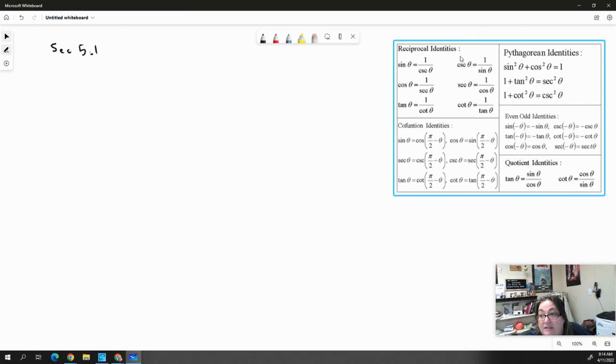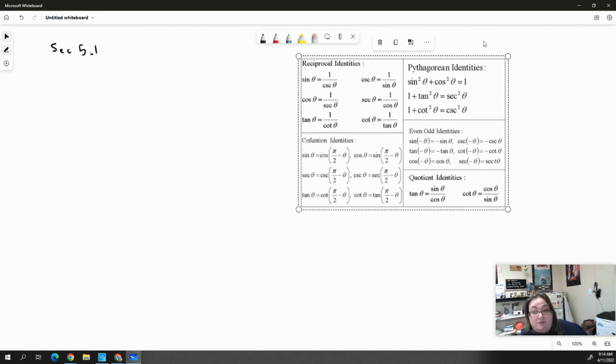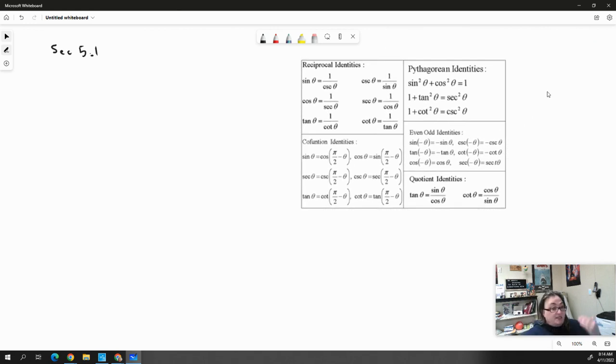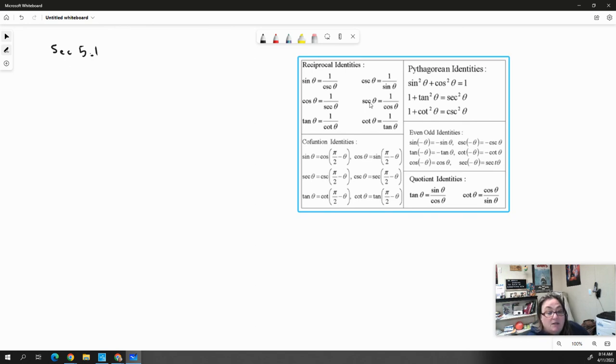To kind of remind you, this is the stuff that we have been dealing with. And if you remember, the identities are things that are equal to each other, right? We've got our reciprocal identities, which really are our 6 basic trig functions and where they come from. We know that sine is 1 over cosecant. Cosine is the inverse of secant. Notice this side is just the opposite of this side. And those are really important trig identities because they're going to be the ones you use the most.